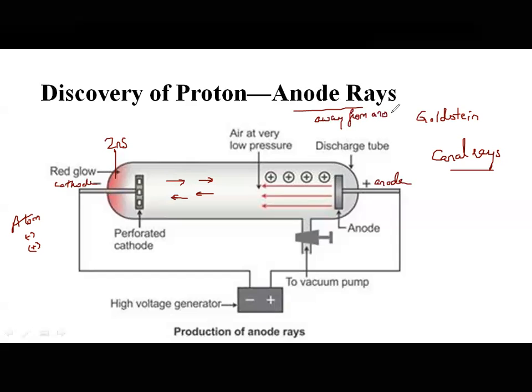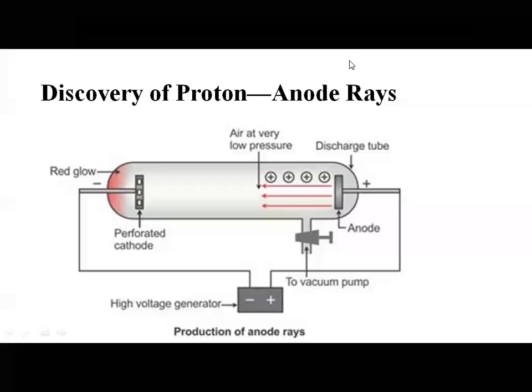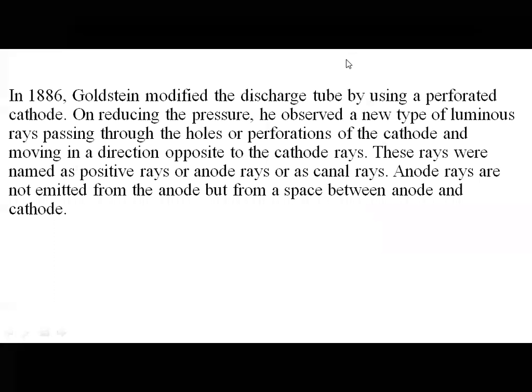Therefore, they were called anode rays. So this was the experiment to discover anode rays. What did Goldstein do? He modified the discharge tube by using a perforated cathode. On reducing the pressure, he observed a new type of luminous rays passing through the holes, or perforations, of the cathode, and moving in a direction opposite to cathode rays.